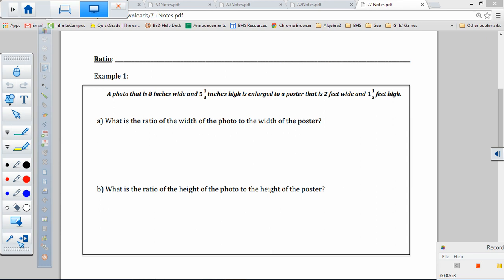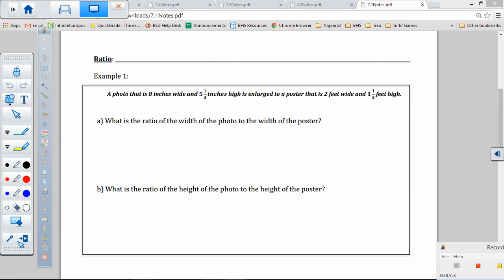And then the only thing I have to do at this point is reduce if it's possible. Those two numbers are both divisible by 8. 8 goes into 8 once, and 8 goes into 24 3 times. So your ratio is 1 to 3. So that photo was enlarged 3 times its normal size.